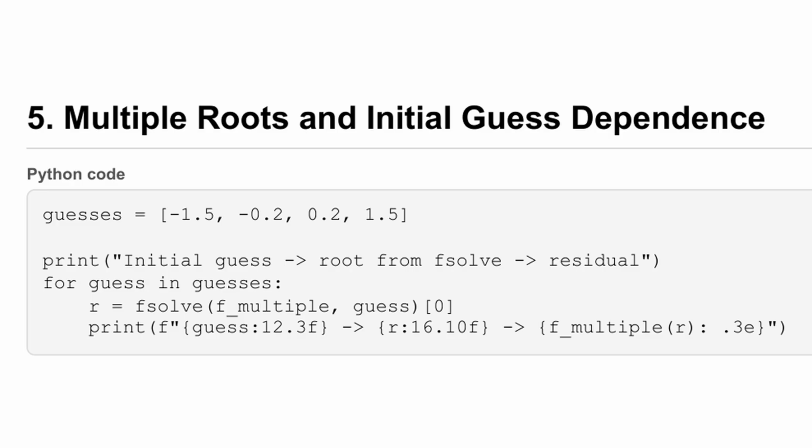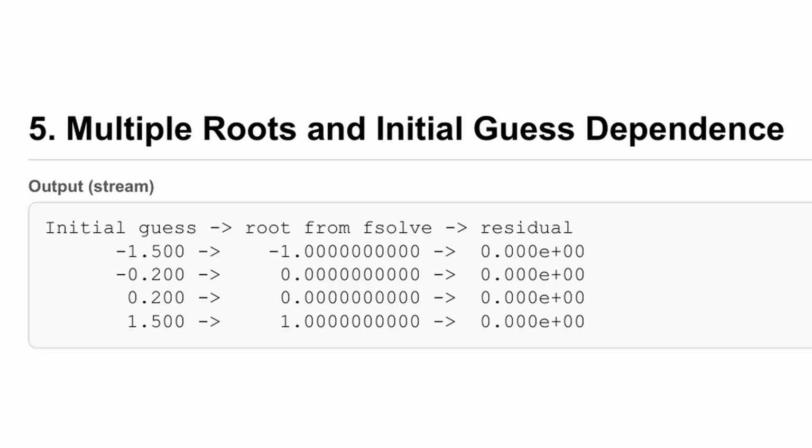Here, we iterate through a list of different initial guesses to see where the solver leads us. For each guess, we run fsolve and print both the resulting root and the corresponding residual to check the accuracy. Notice how the result changes based on where we start. Guesses near -1.5 lead to the root at -1, while guesses near 0 converge to 0. This clearly demonstrates why your choice of initial guess is so critical.